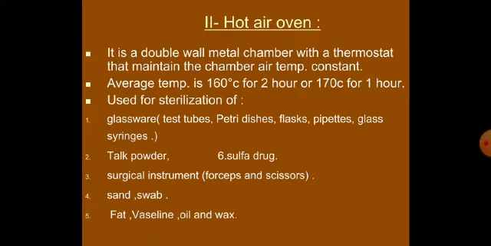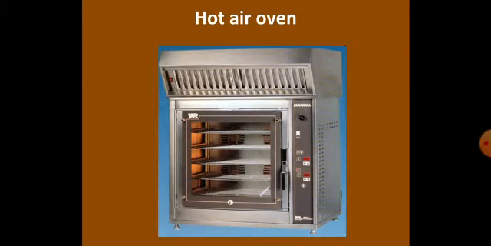Hot air oven. As it's clear in the figure, it is a double-walled metal chamber containing trays and perforated from inside. From these pores, hot and dry air enters and circulates inside in order to sterilize all the equipment that I will put inside. It is very simple.